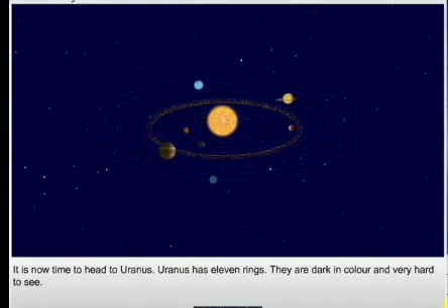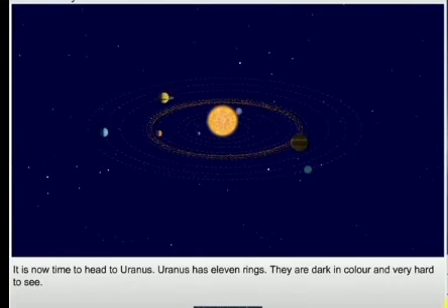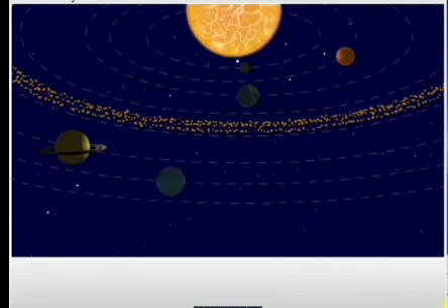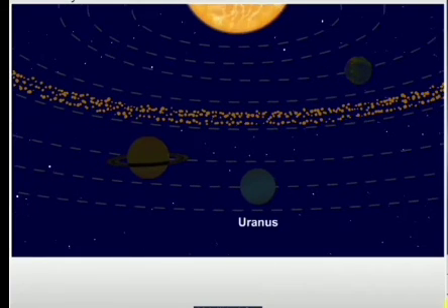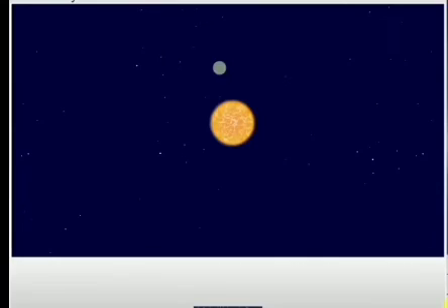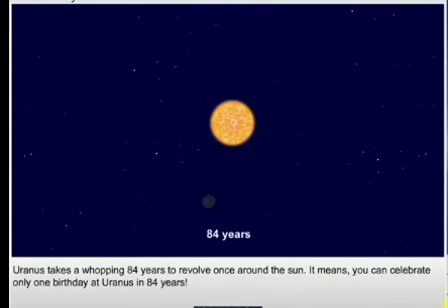It is now time to head to Uranus. Uranus has 11 rings. They are dark in color and very hard to see. Uranus consists mostly of rock and ice. Uranus also has 27 known satellites. The 5 main ones are Miranda, Ariel, Umbriel, Titania and Oberon. Uranus takes a whopping 84 years to revolve once around the Sun. It means you can celebrate only one birthday at Uranus in 84 years.